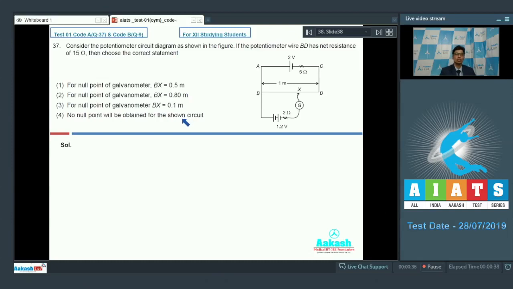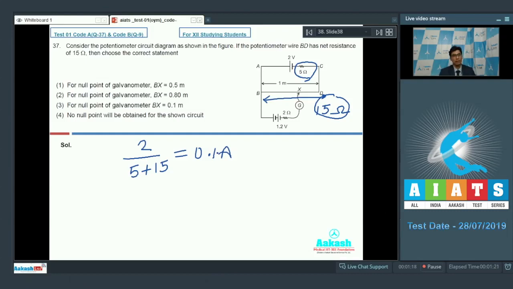So dear students, question 37 is based on the principle of potentiometer. As per the question, the resistance of the potentiometer wire is 15 ohms. Therefore, the current that flows through the wire would be the EMF of the battery, that is 2, divided by the net resistance of the potentiometer circuit, that is this 5 ohm resistance in series with the 15 ohm resistance, which means 5 plus 15, that will be equal to 0.1 amperes. So now dear students, a current of 0.1 ampere flows through the wire BD.